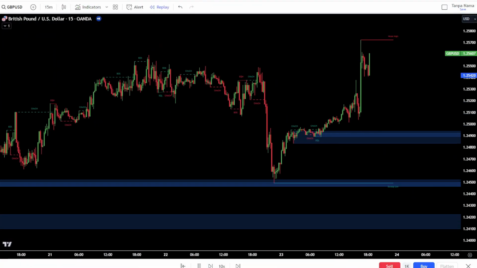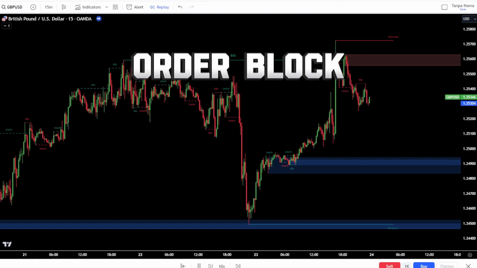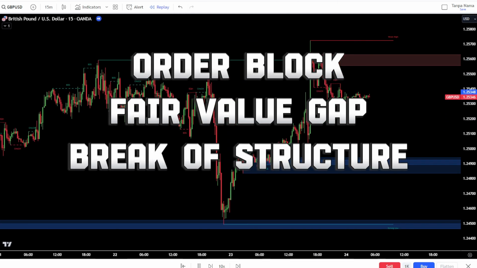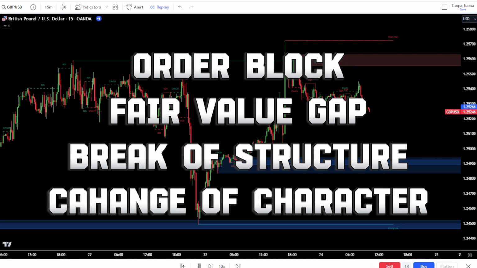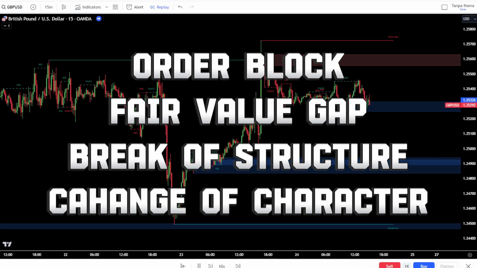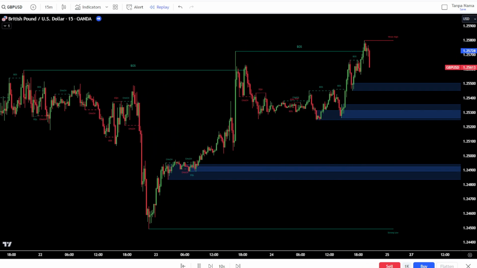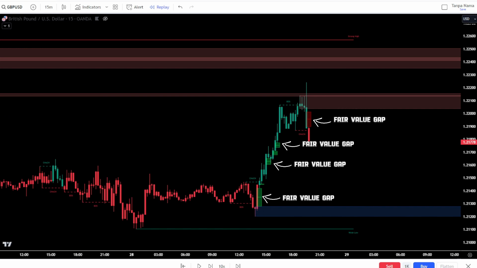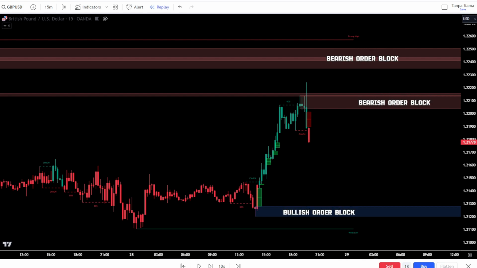If you typically struggle to identify order block areas, fair value gaps, breaks of structure, and changes of character, this indicator will make it easier for you to handle all these aspects. When there's a fair value gap, the indicator will automatically signal its occurrence. Furthermore, it will automatically determine order block areas, whether they are bullish or bearish order blocks.